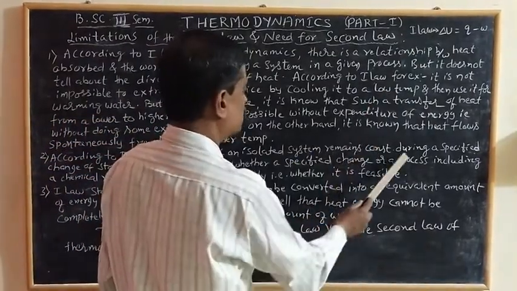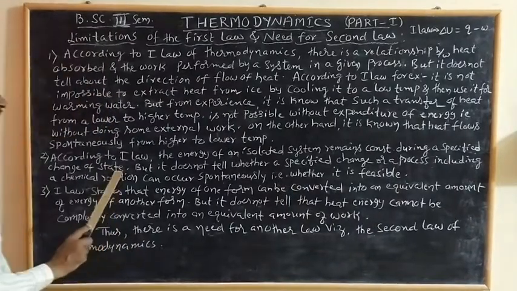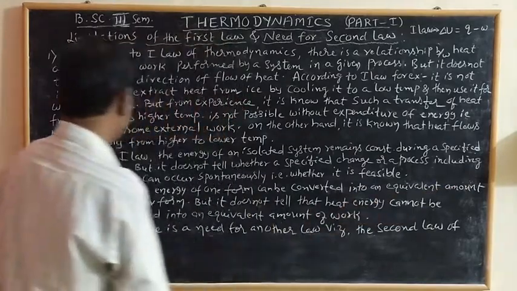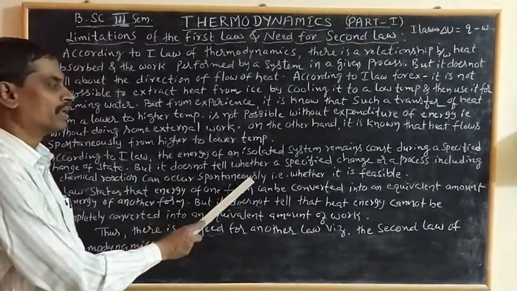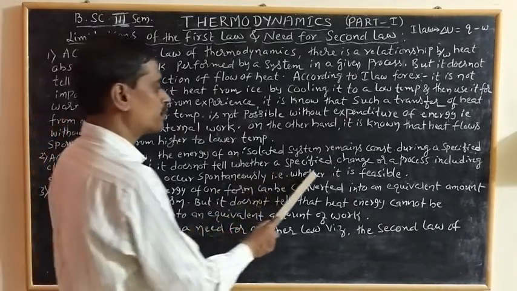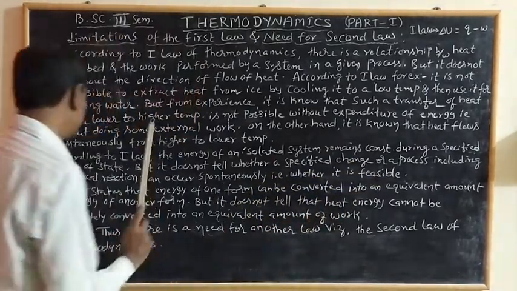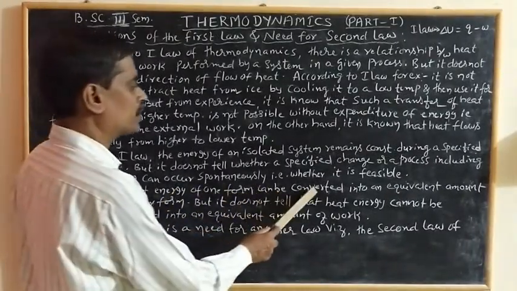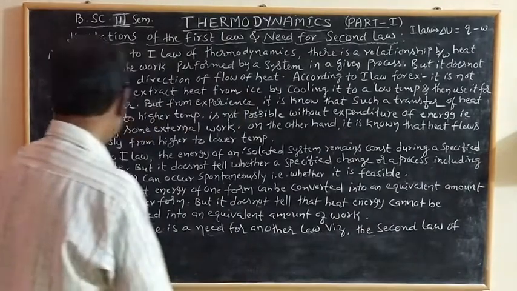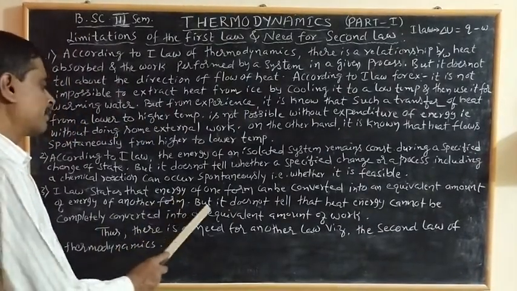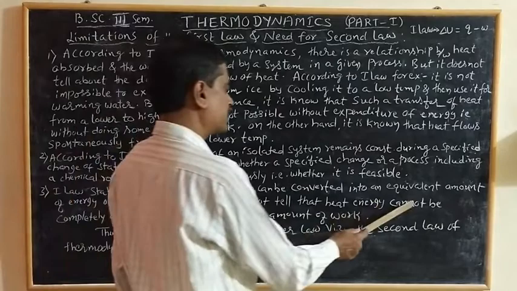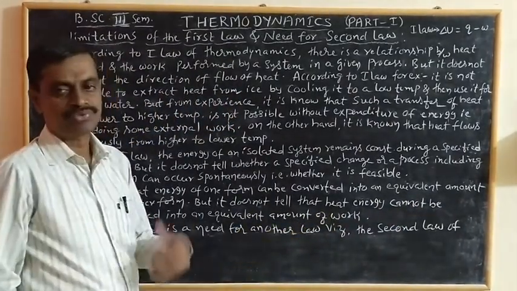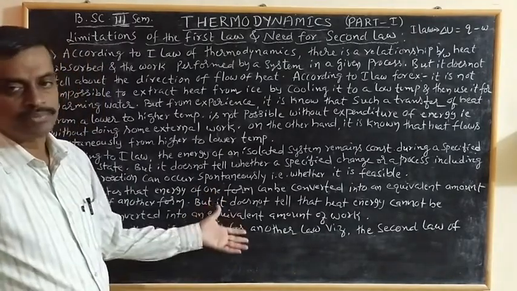Second, according to the first law, the energy of an isolated system remains constant during a specified change of state, but it does not tell whether a specified change or a process including a chemical reaction can occur spontaneously, that is, whether it is feasible. This is the second limitation. Thirdly, the first law states that energy of one form can be converted into an equivalent amount of energy of another form. But it does not tell that heat energy cannot be completely converted into an equivalent amount of work. There is a loss of some amount of work in this process, which is not explained by the first law.